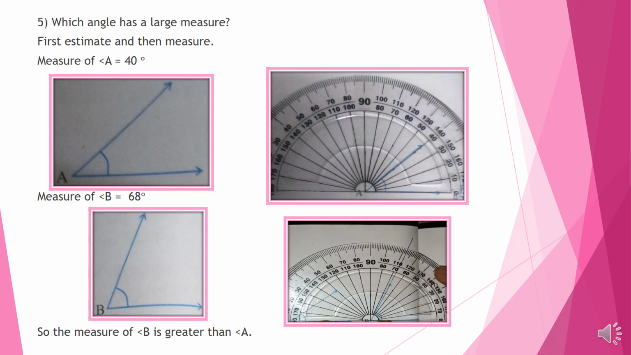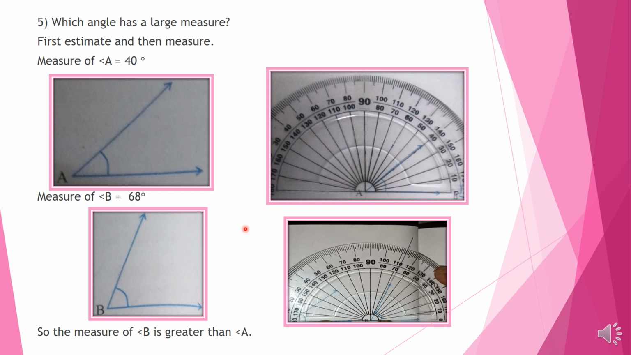Question number 5. Which angle has a larger measure? First estimate and then measure. Children, estimate means first we have to guess. So by estimating, we can see which angle is greater. The first is angle A, and the second is angle B. Look at the distance between the two arms in this case and in this case, and see in which case it is greater. We can see that in the second case it is greater. The distance between the two arms, that is the width of the angle, is greater in the second case. So we estimate that the second angle has the greater measure.